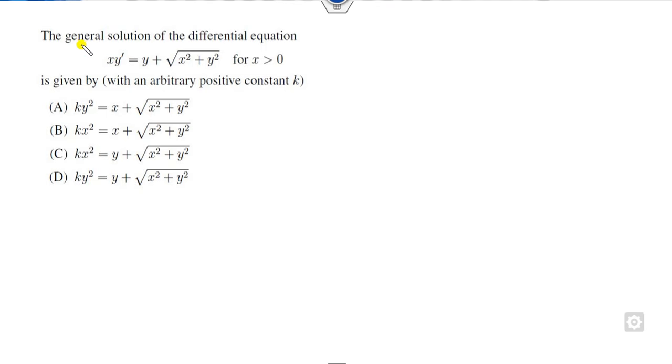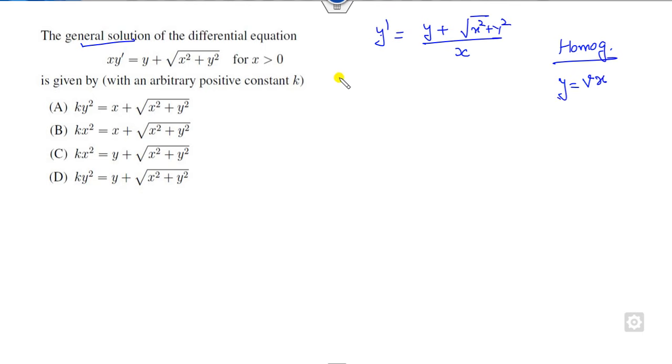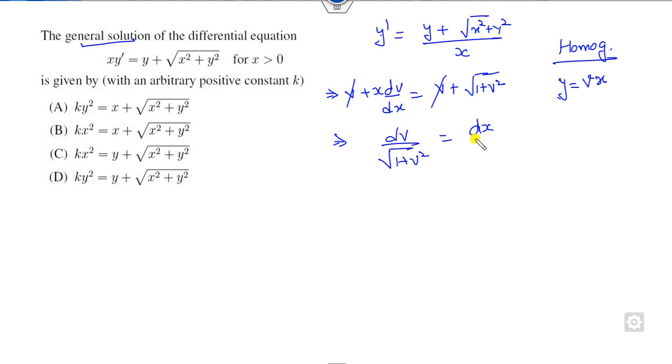So you have to find the general solution. The order of this differential equation is 1. Clearly this equation is homogeneous. So once it's homogeneous, you can start with y equal to vx. I can take the derivative, so this is v plus x dv over dx. I can substitute here: v times 1 plus v square. So the v will be cancelled out and I can use the separable method to get the answer.